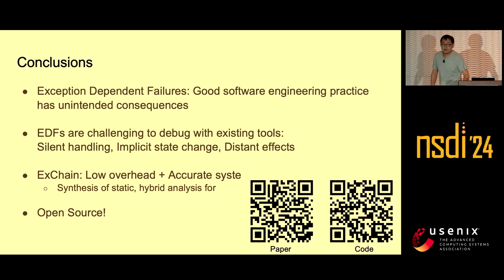So as a conclusion, we have talked about exception-dependent failure, which is severe, prevalent, and hard to diagnose. And we also talked about ExChain, and how ExChain uses the affected and responsible state analysis and the hybrid taint analysis, which achieve both low overhead and high accuracy. And we have already open sourced our implementation, and feel free to check out our paper.